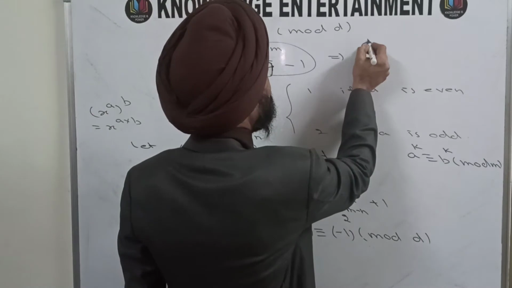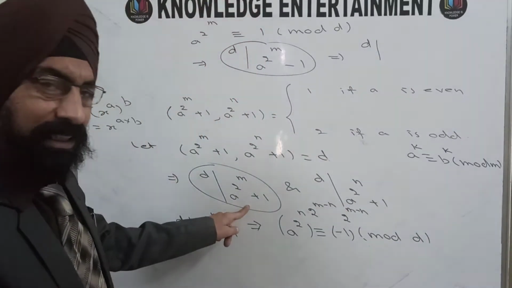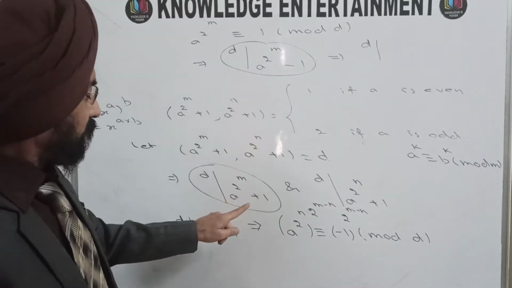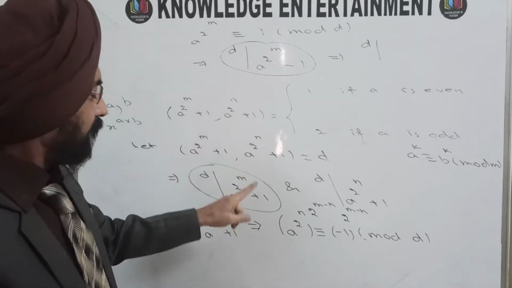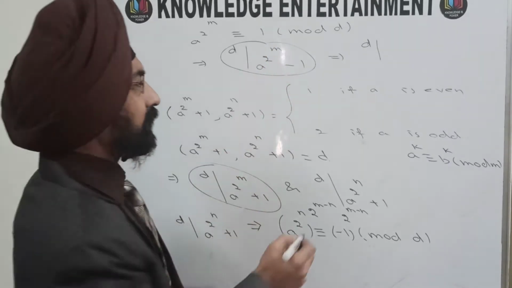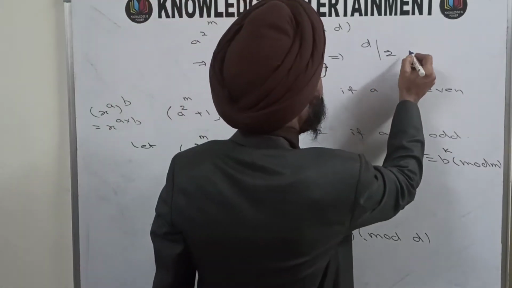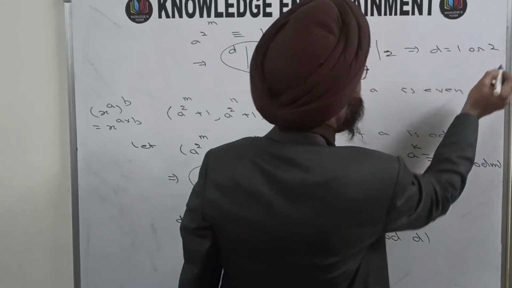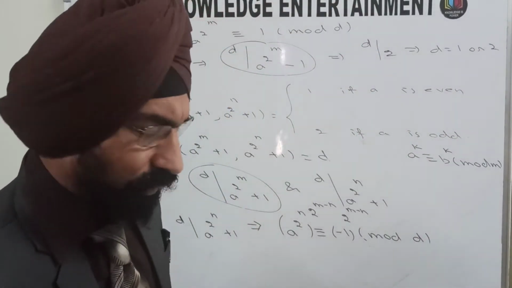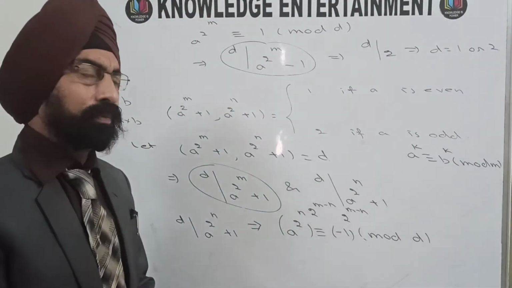And what is their difference? D divides this minus this. When you subtract this quantity from this, a raised to the power 2 power m will be cancelled out and you will get 1 plus 1, that means 2. So D divides 2, and D divides 2 means D is 1 or D is 2. Either D is 1 or D is 2.